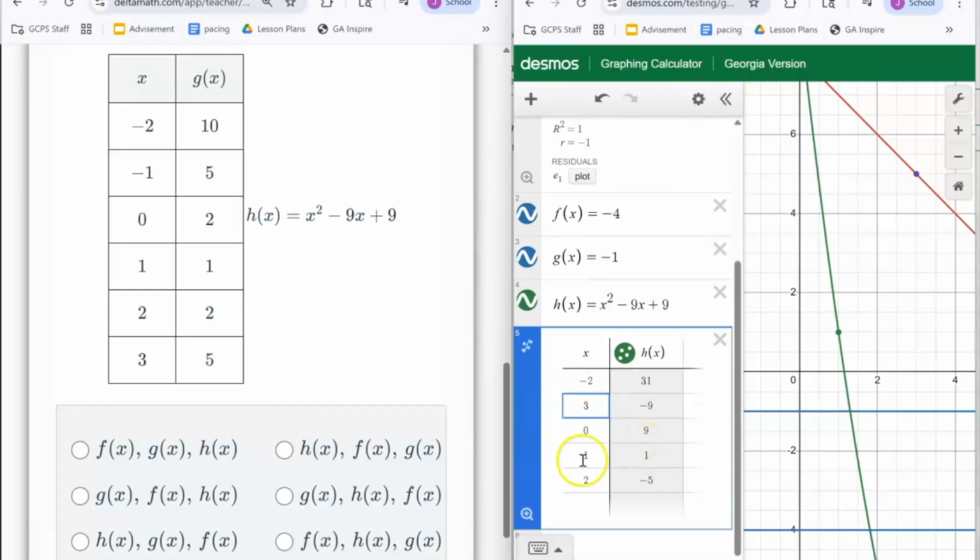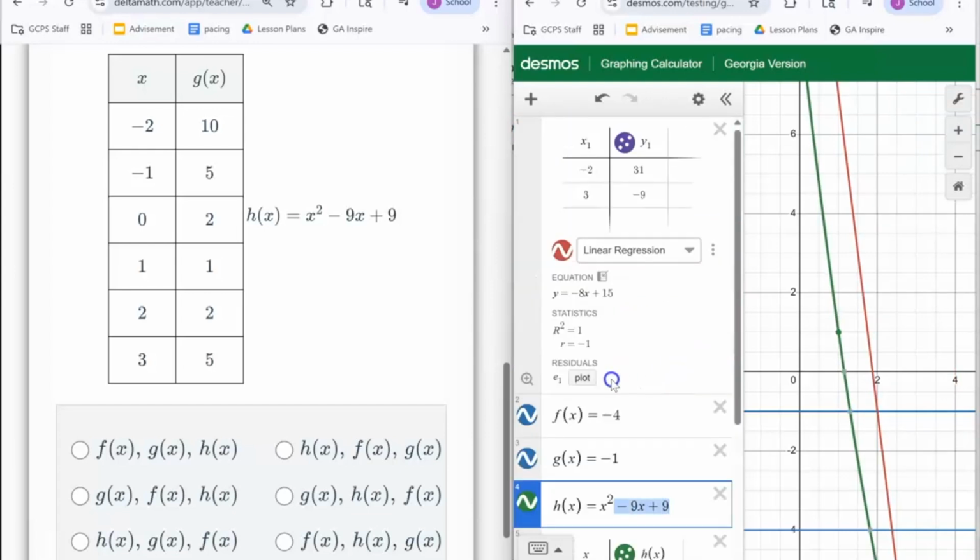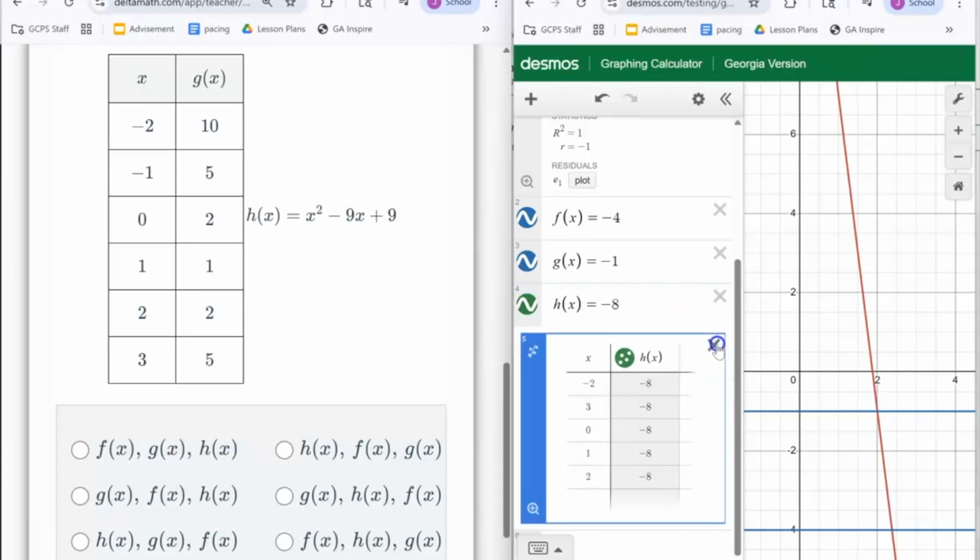And now I can't click the slope here because these are not 2 points. This is 1, 2, 3, 4, 5, 6, continues forever. So I'm going to put it on my 2 distinct points. It should be 31 and -9. So 31 and -9. Again, 2 distinct points, only 2 points. That slope is -8. So h of x is -8. So my slope is -8.